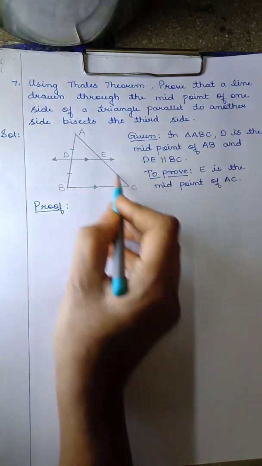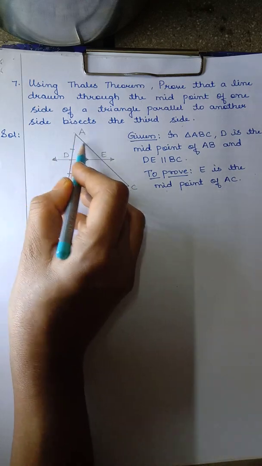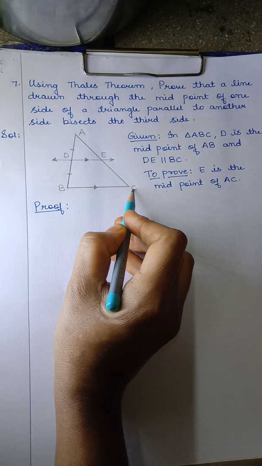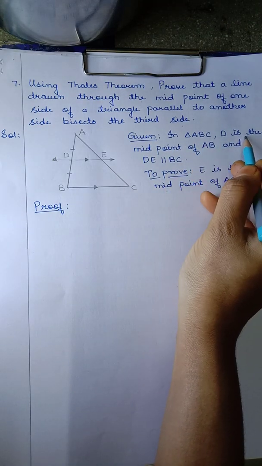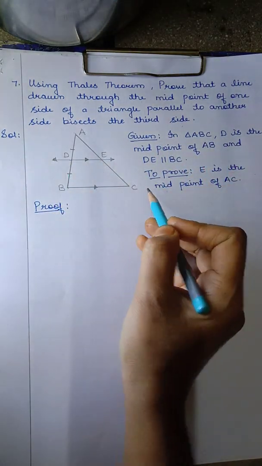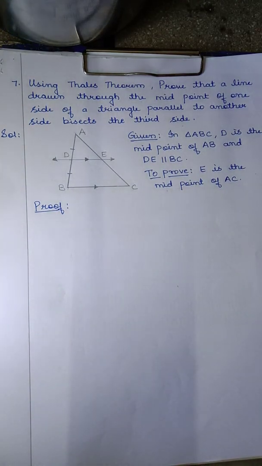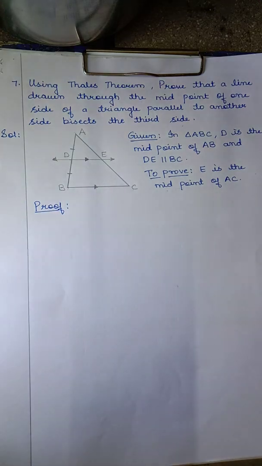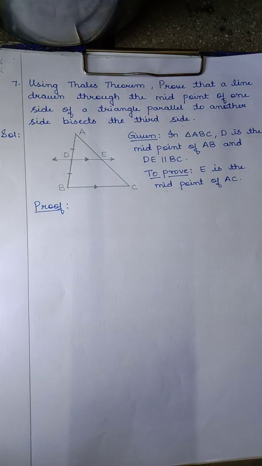AC is the third side. This line bisects the third side. That is, you have to prove AE is equal to EC. Then you will get E is the midpoint of AC. So given is, in triangle ABC, D is the midpoint of AB and DE is parallel to BC. To prove is, E is the midpoint of AC. E is the midpoint when AE is equal to EC. We have to prove this using Thales theorem.